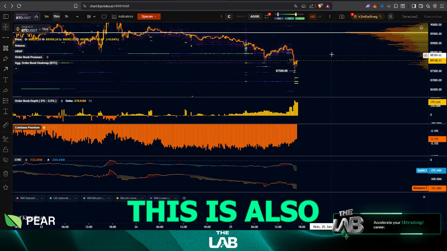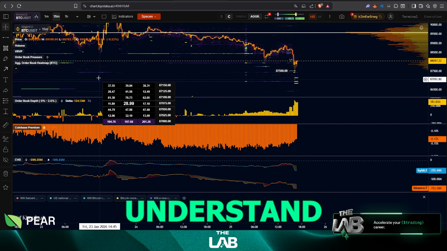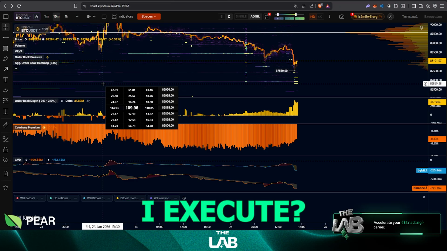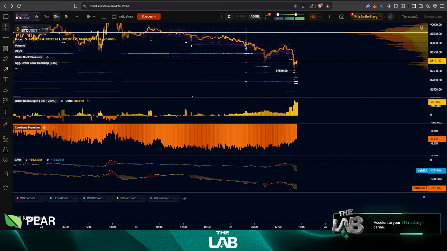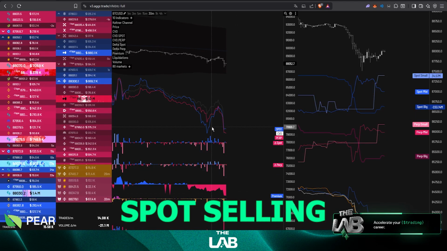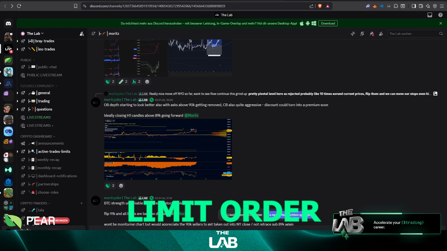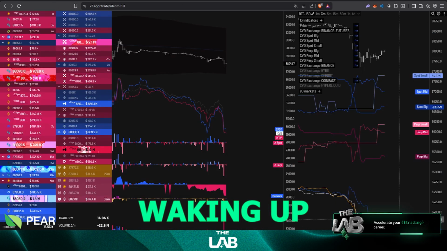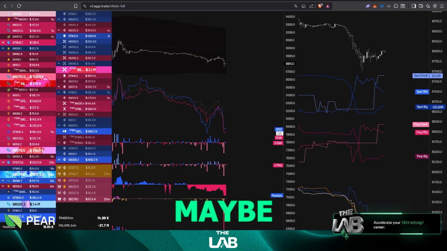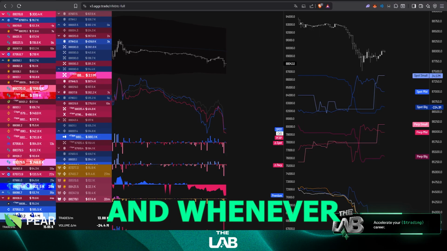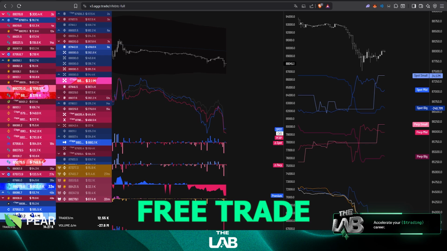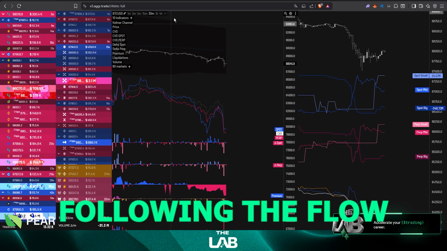So yeah, this is also helping you to shape and understand why the market is maybe not moving lower at this second. How can I execute? Is this too low? Maybe there's a chance that until this point we saw a lot of spot selling, but with this spot limit order, and maybe Coinbase waking up, Binance waking up, you could say, okay, there's a decent chance this bounces from here. Maybe I can enter long, and whenever this moves higher, I move myself to break even, and you have a risk-free trade just based off following the tape and following the flow.